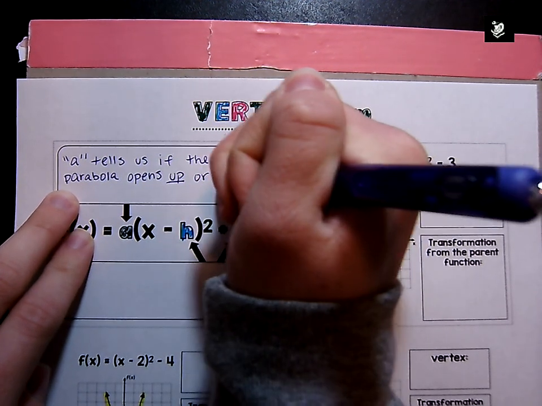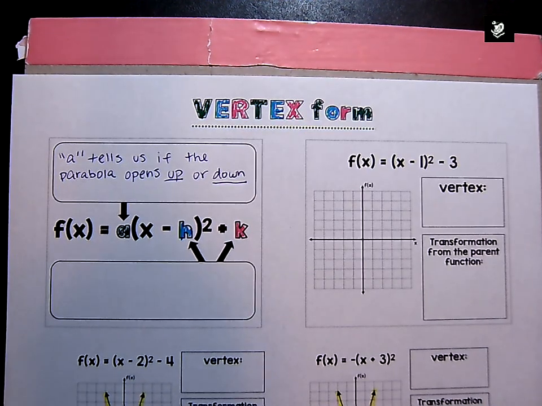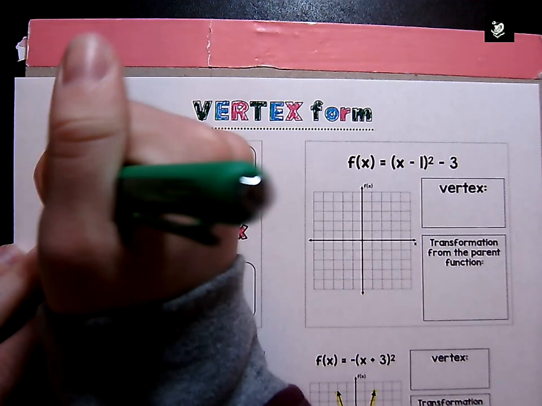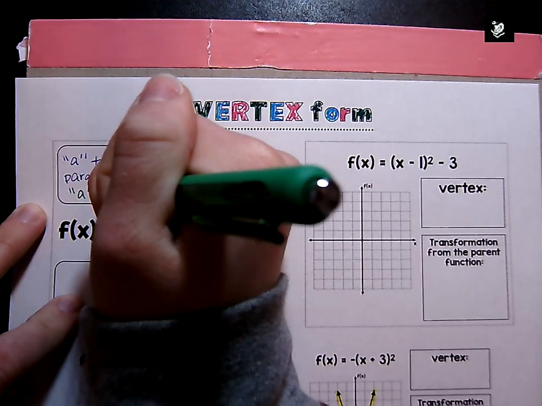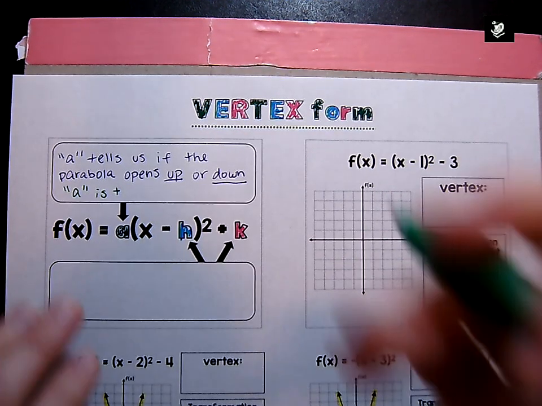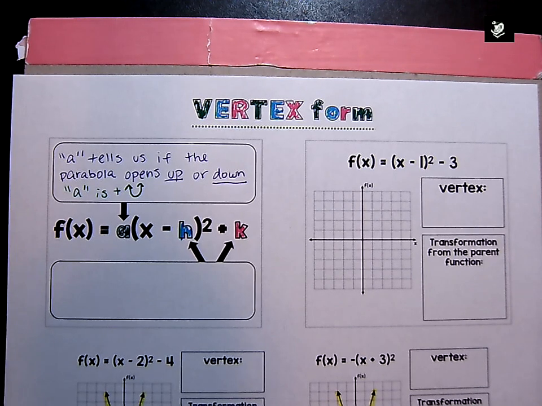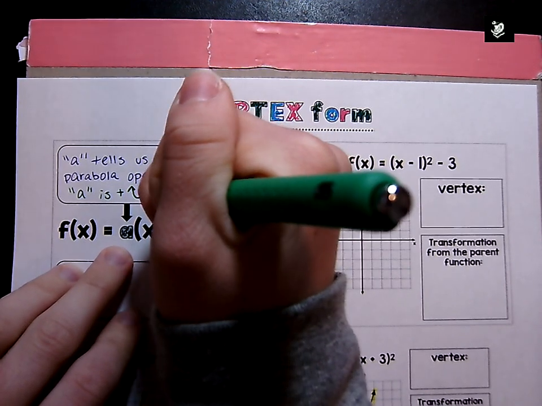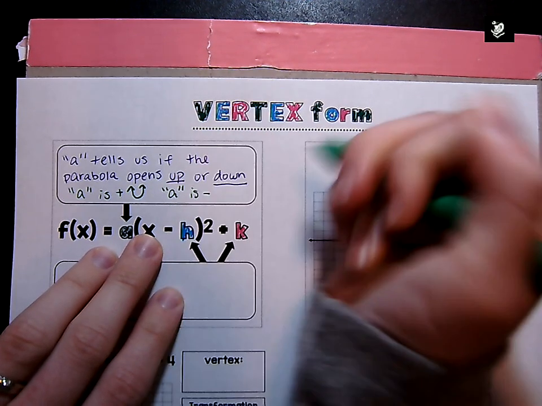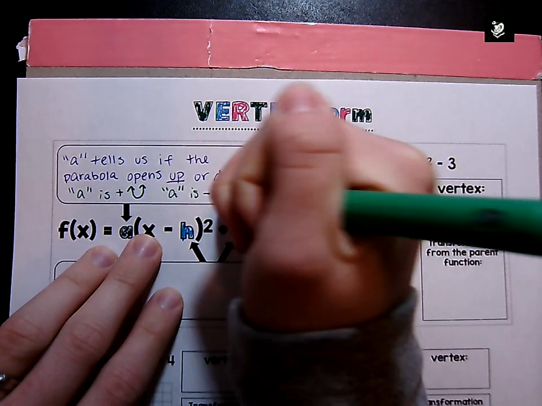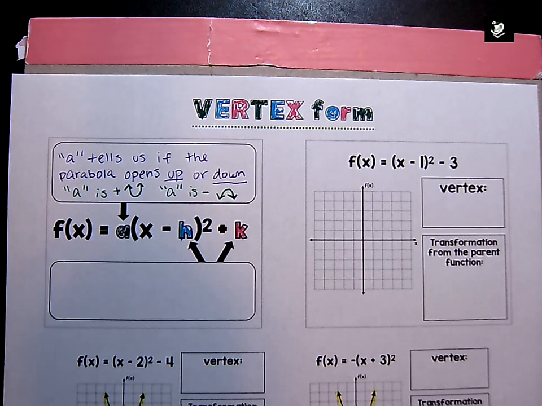So it's either going to be positive or negative. So think about it. If A is going to be positive, do you think it's going to open up or down? Well, it opens up. Think positive, you're happy, smile, it opens up. If A is negative, where do you think it opens up? Well, if you're negative, you're frowning, so it opens down. So you're going to look to see if there's a positive or a negative.